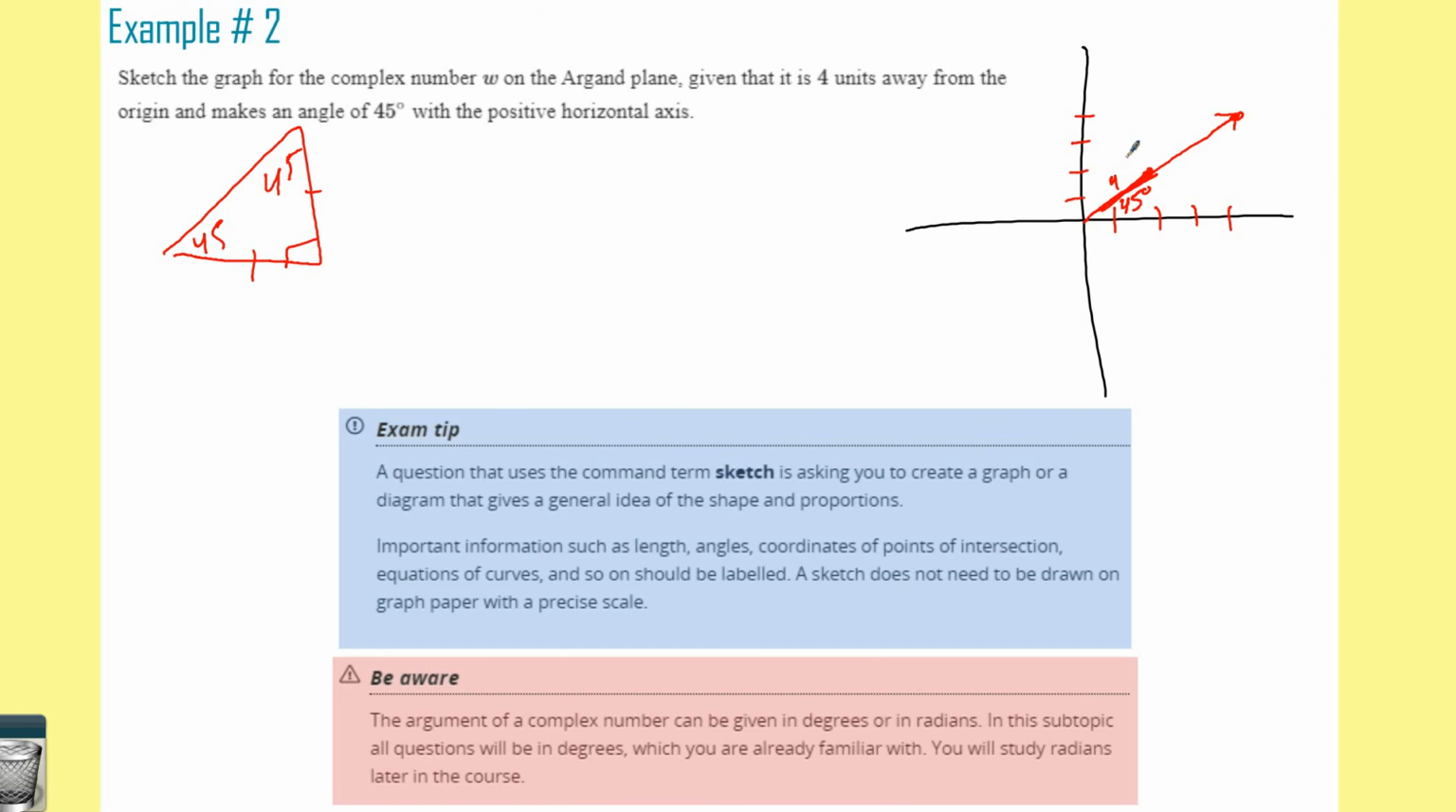Okay, so I would read this, that when you say sketch, you're creating a diagram that has a general idea of the shape and proportions. Okay, so I don't need to have these tick marks. I just need to make sure that I've got this is 4 and this is 45 degrees. Okay, that's my plan here.